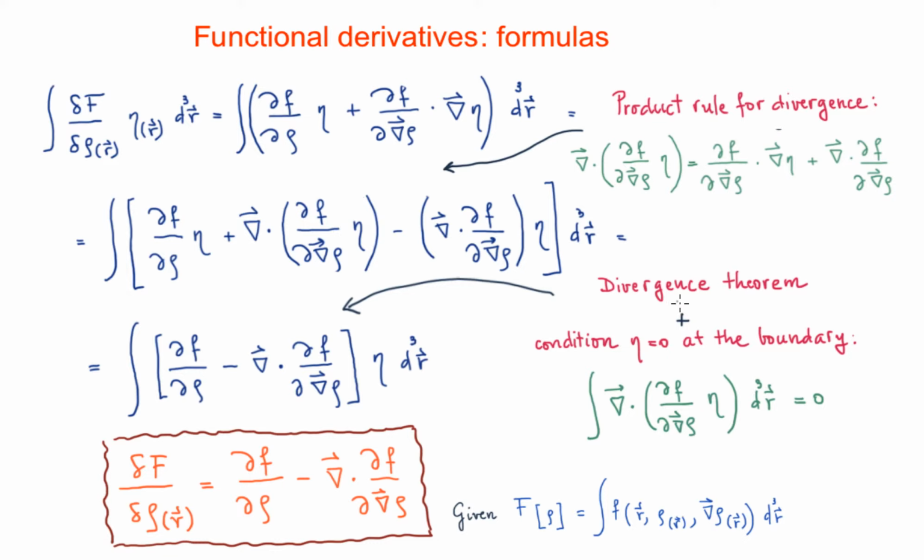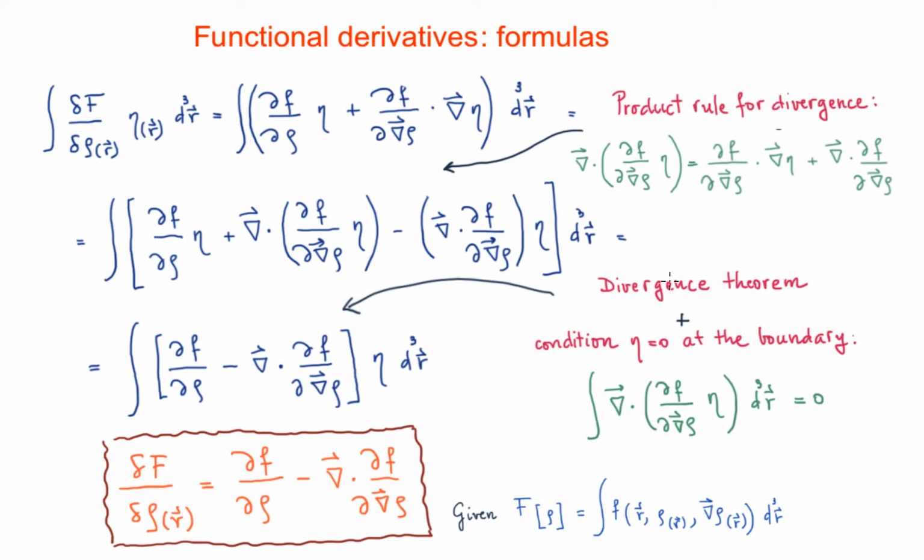And we consider a condition that eta has to satisfy. So eta in the boundaries: we consider very huge boundaries because the volume we consider to make the integral will be infinite. So the boundaries will be at infinity. So we'll consider that eta at infinity will vanish.